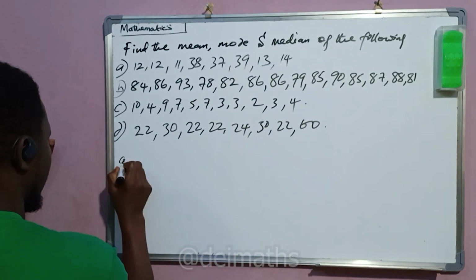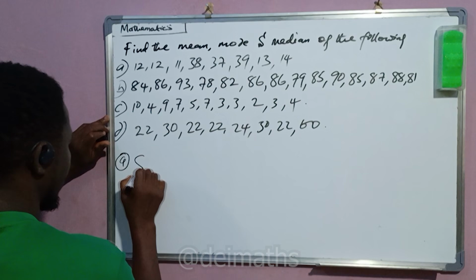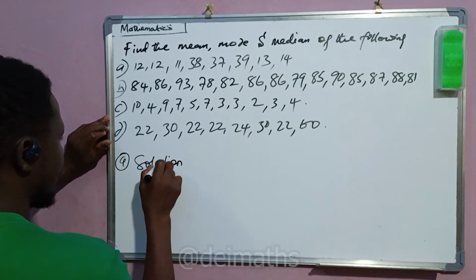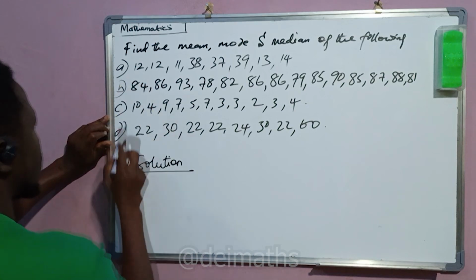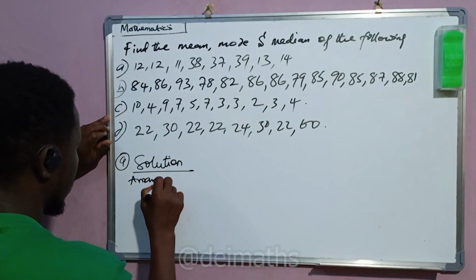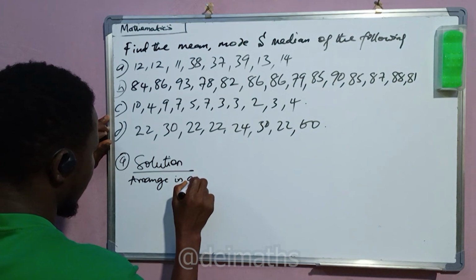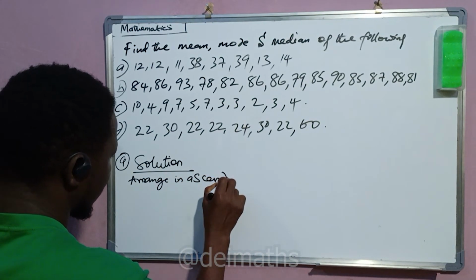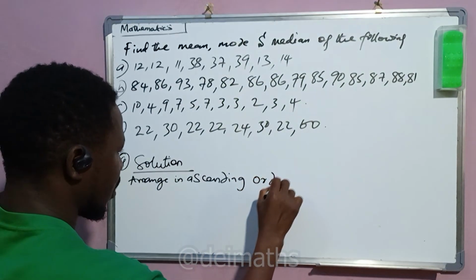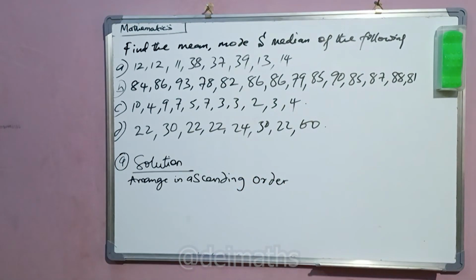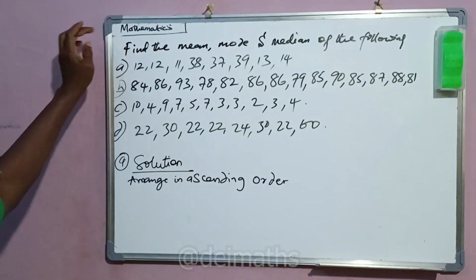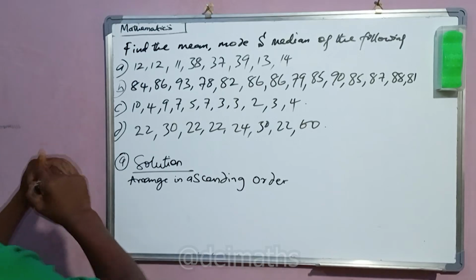Number A, solution. So now we arrange in ascending order. Okay, to arrange in ascending order, we look for the smallest. The smallest will come first. Among these numbers, which one is the smallest?